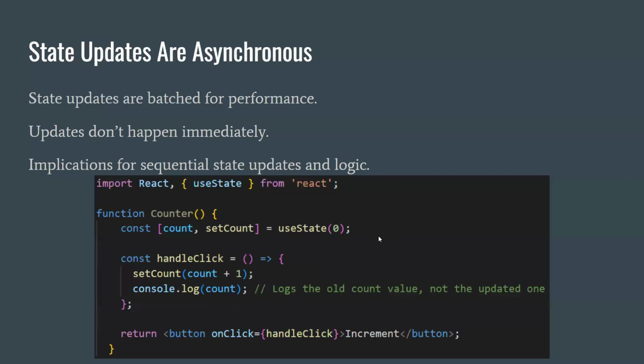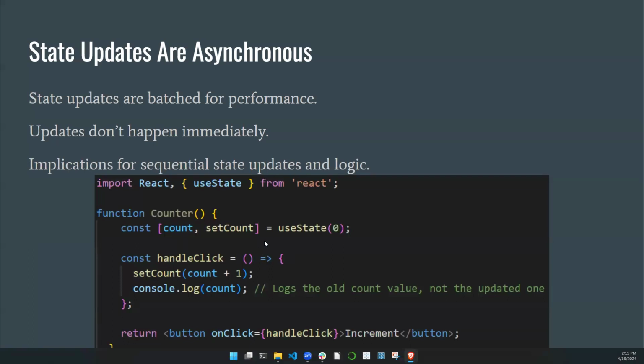State updates are asynchronous. A critical aspect of React's state management is its asynchronous nature. When we call setState, React batches these updates for performance reasons, and this means the state does not update immediately. You might be wondering why this is happening and why it matters. It's because it affects how we write logic that depends on the state being up to date. We need to understand that the state value might not reflect our updates immediately, which is really important for handling subsequent operations that rely on the current state.